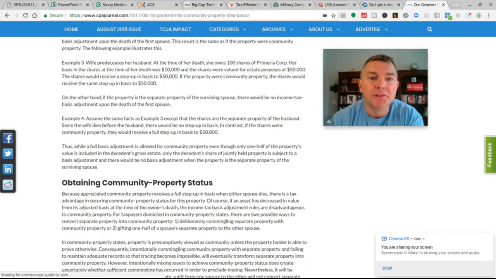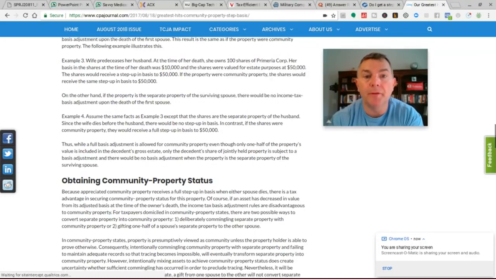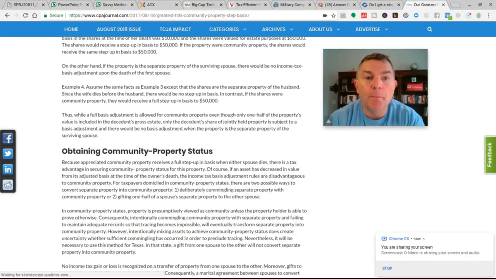Example 4, assume the same facts as example 3, except the shares are the separate property of the husband. Since the wife dies before the husband, there would be no step up in basis. In contrast, if the shares are community property, they receive the full $50,000. We already talked about that. Thus, while a full basis adjustment is allowed for community property, even though only half of the property's value is included in the decedent's gross estate, only the decedent's share of jointly held property is subject to basis adjustment, step-up basis. There would be no basis adjustment when the property is the separate property of the surviving spouse.